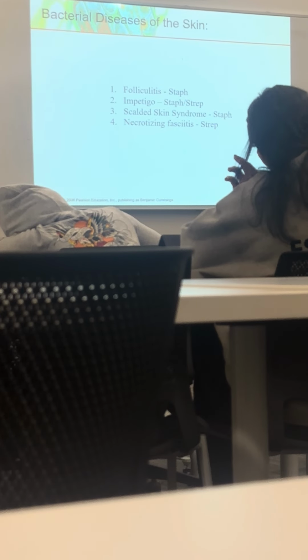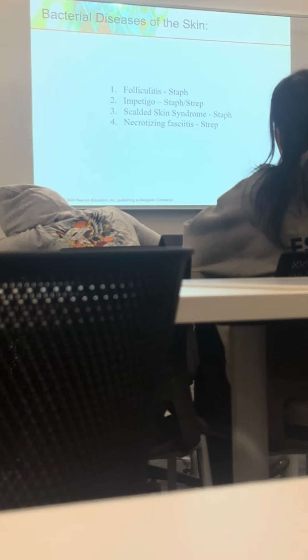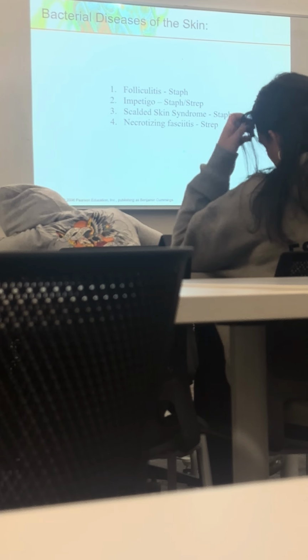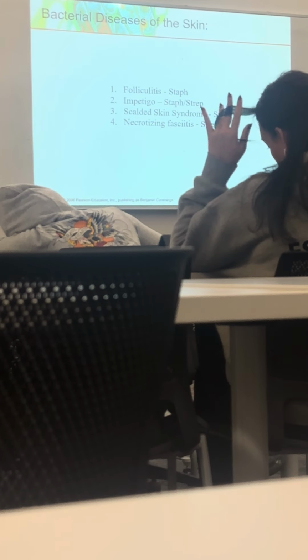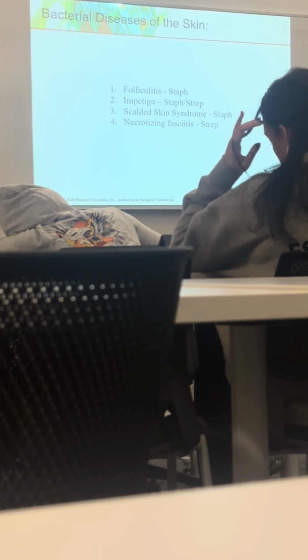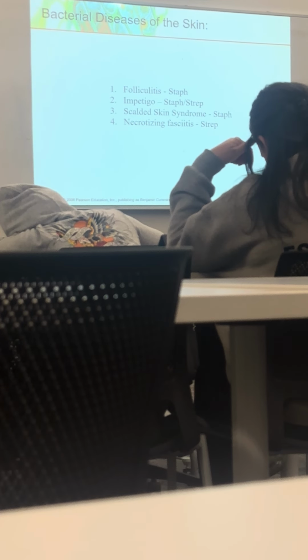We're going to talk about two different types of bacteria that cause skin infections. We're going to talk about staph a lot and strep. Those are like our two big bacteria that cause issues. Staph can cause folliculitis, and then we're going to talk about impetigo, which can be caused by staph or strep. Scalded skin syndrome, this is going to be staph. And then necrotizing fasciitis, that's the flesh eating, that's going to be strep.